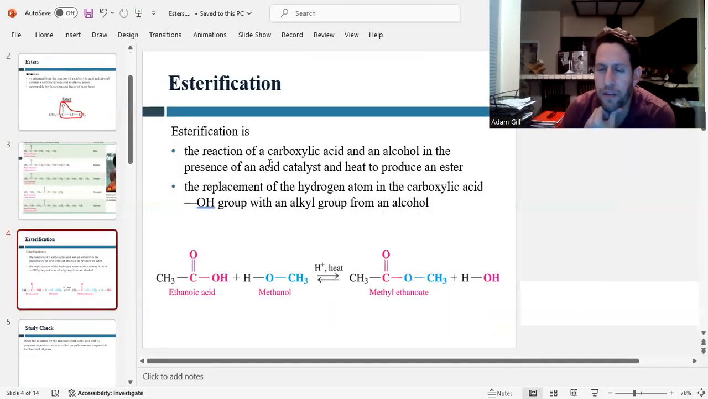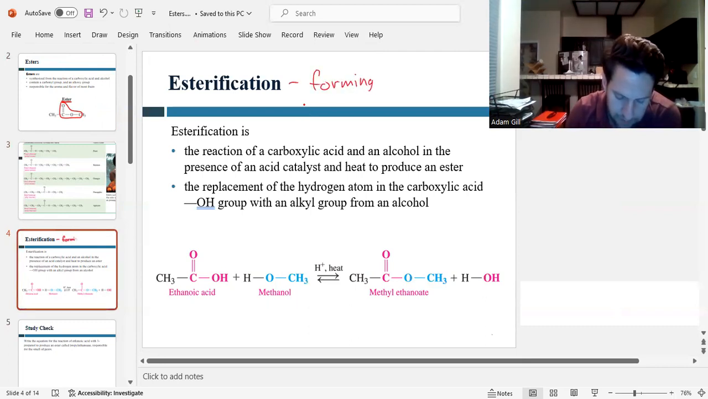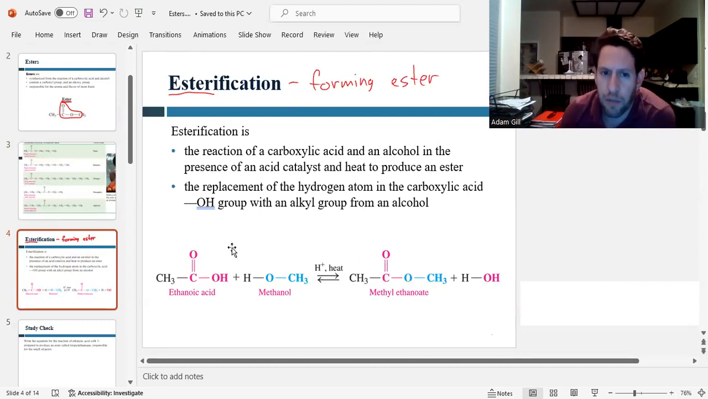So let's talk about how esters are formed. So the name of this reaction is esterification, and that's because you are forming an ester. As the name implies, esterification, formation of an ester. Now, this reaction involves a carboxylic acid and an alcohol, and they require an acid catalyst. So H plus is the abbreviation for acid, and heat. And it's a reversible reaction, so this exists in equilibrium.